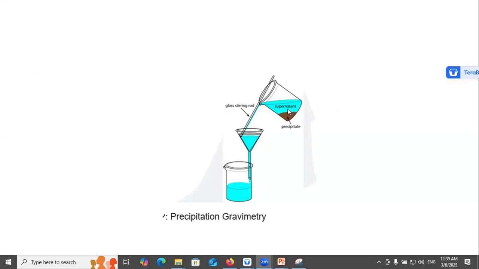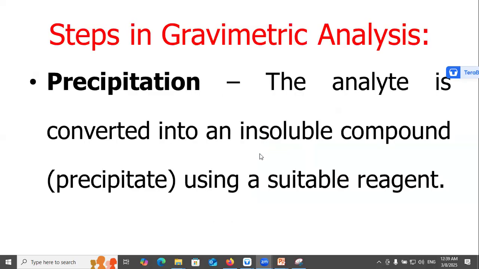This is the superscript, this is the precipitate, precipitation gravimetry. Steps in gravimetric analysis. First of all, precipitation. The analyte is converted into an insoluble compound, the precipitate, using a suitable reagent.